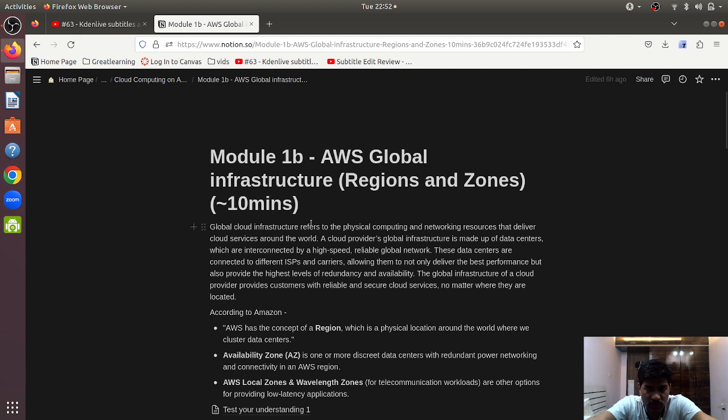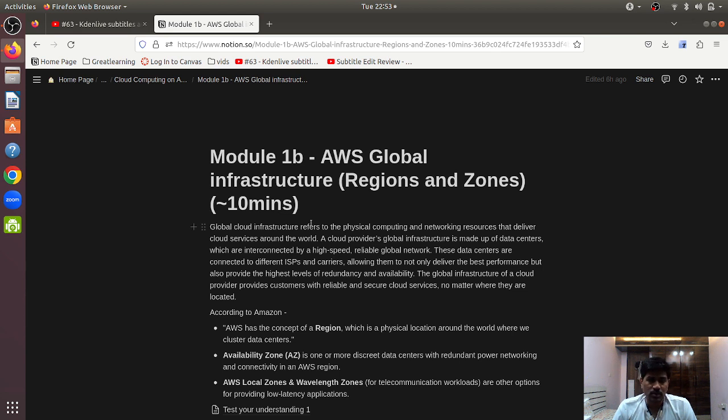So global cloud infrastructure refers to the physical computing and networking resources that deliver cloud services around the world. A cloud provider's global infrastructure is made up of data centers which are interconnected by a high-speed, reliable global network. These data centers are connected to different ISPs and carriers, allowing them to not only deliver the best performance but also provide the highest levels of redundancy and availability.